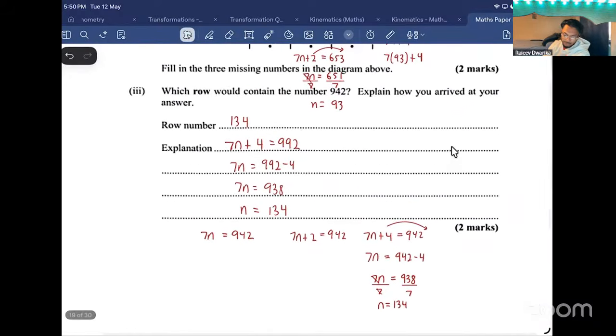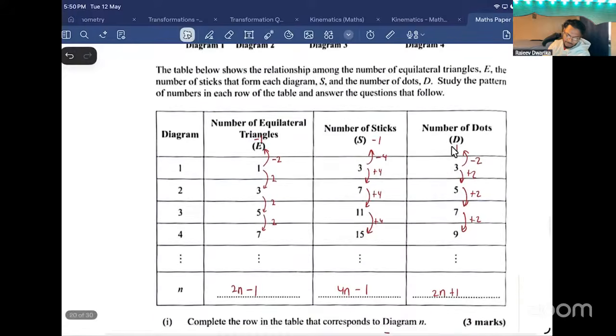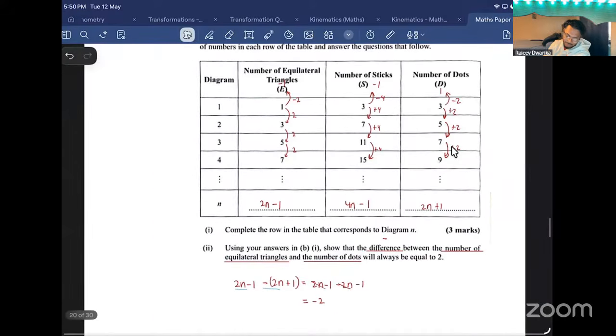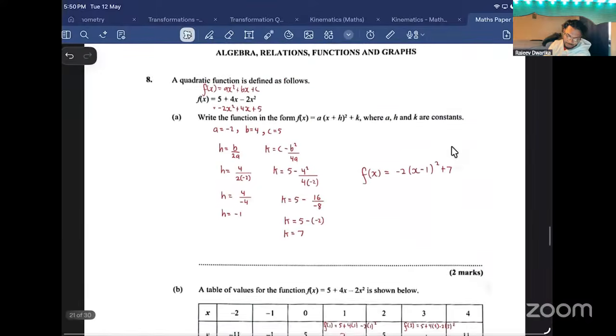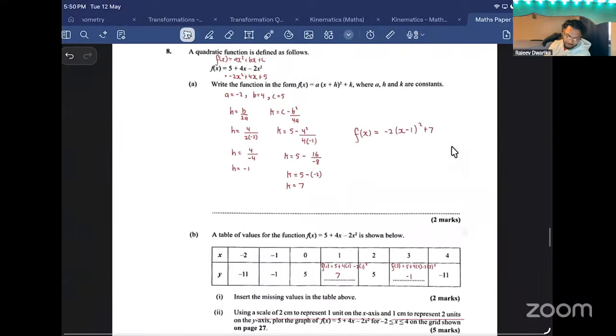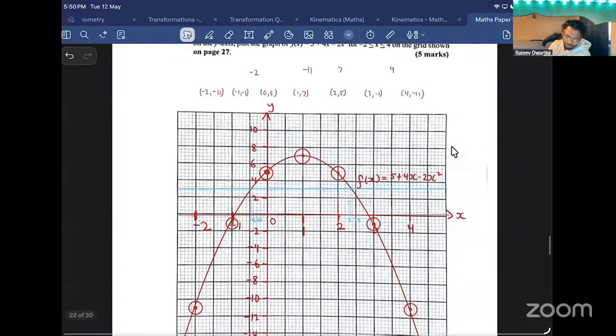I think most of you could figure it out. This was easy. This was a good guaranteed marks question. Easy, guaranteed marks.